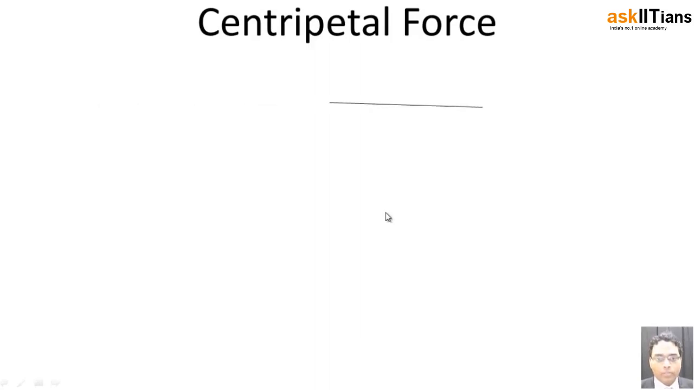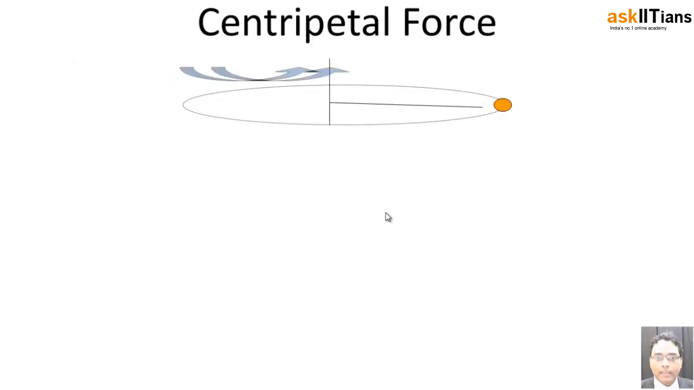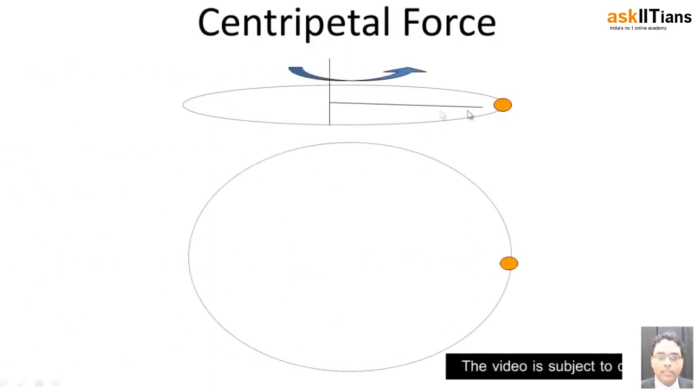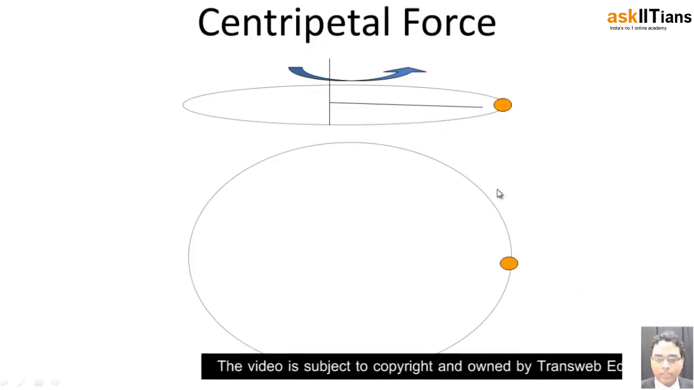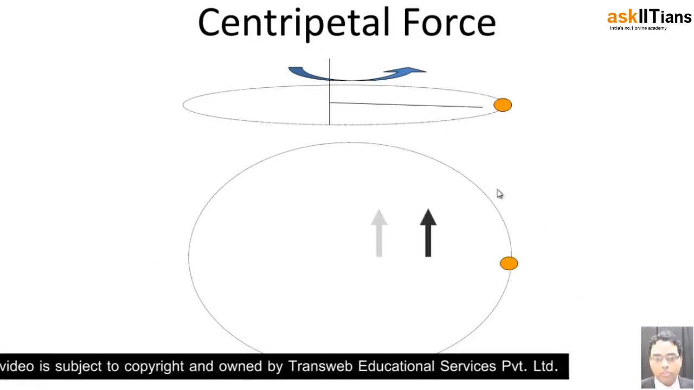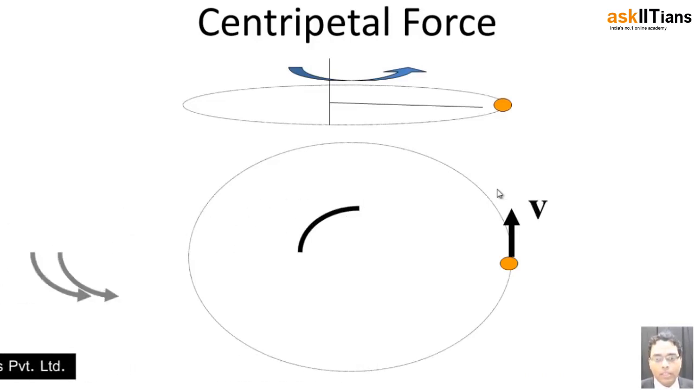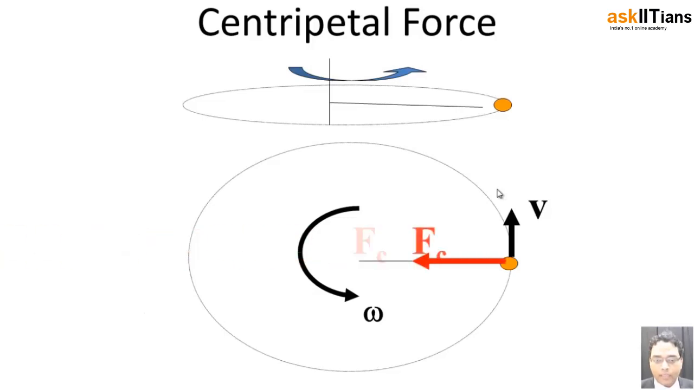So centripetal force, like we have discussed before as well. Supposing you have an object that is moving about an axis. Let's say this is a top projection. If you take the snapshot view, this is how it's going to be moving. Let's say v is the velocity with which this object is moving in a circular path with an angular velocity omega. At this point there is going to be a centripetal force acting towards the center. v is the velocity and omega is the angular velocity.